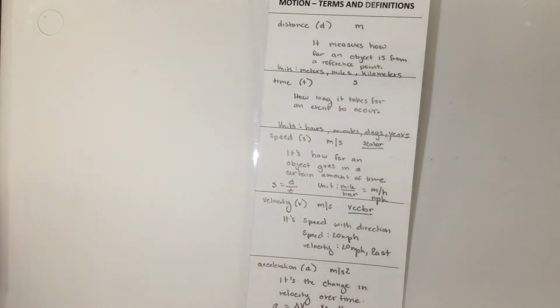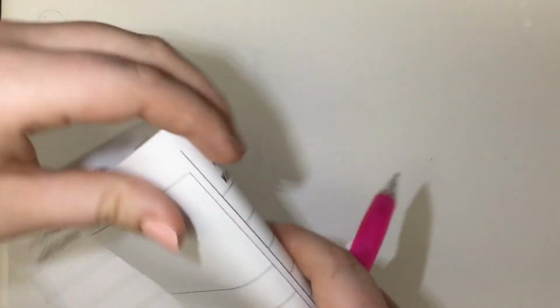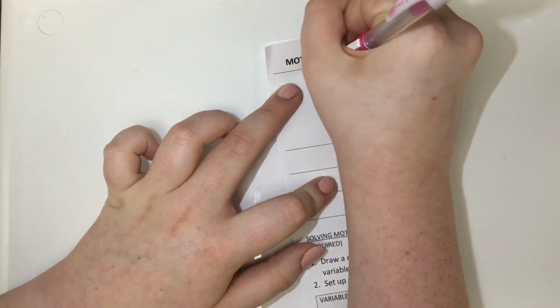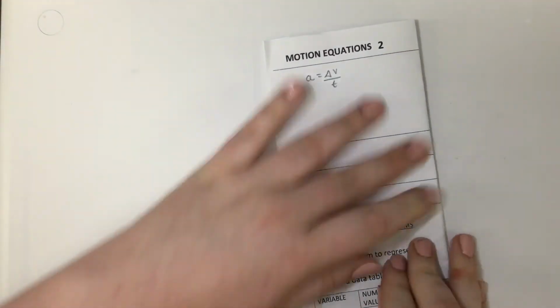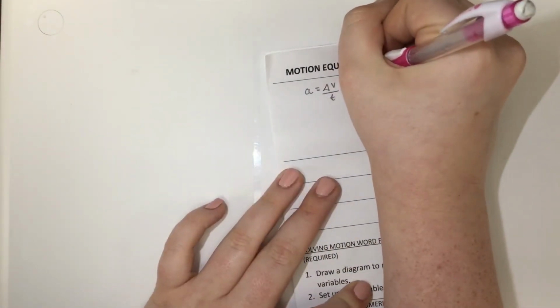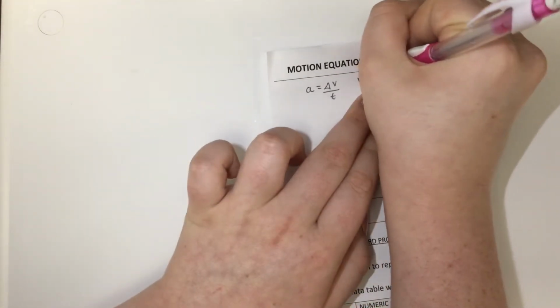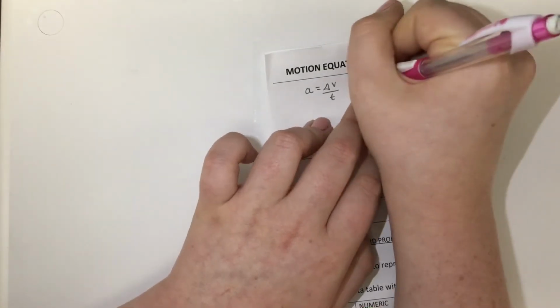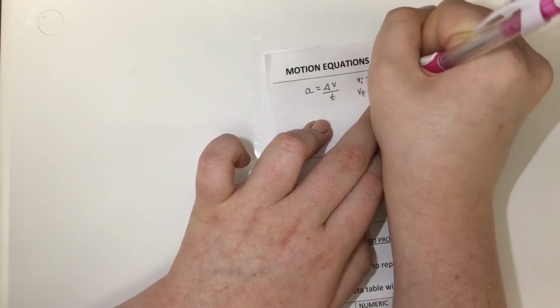All right, now onto our next concept. We have motion equations. I'm just going to fold this back so it's a little easier for me to write on. Once again, I'm going to show you this similar formula: acceleration equals delta v over time. Once again, delta meaning change. And vi represents initial velocity, and vf equals final velocity.